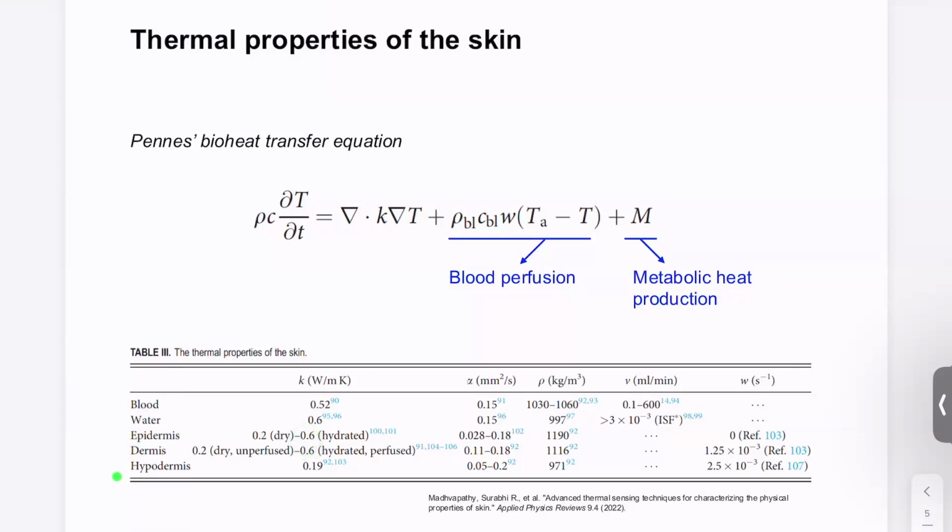And then if you look at hypodermis, you will see it's almost a constant about 0.19. Why does the hypodermis have a low thermal conductivity? What is in hypodermis? The fat. Oh yeah, it's fat. Right. That's a great point, because we need fat to store heat. We don't want the heat to go outside. So that's why hypodermis has a low thermal conductivity.